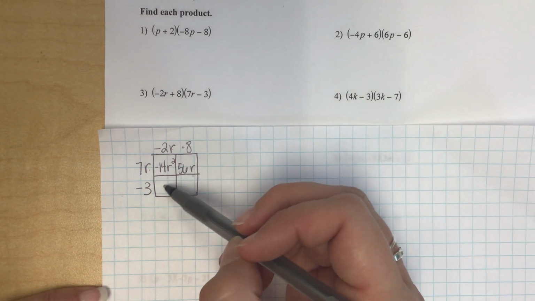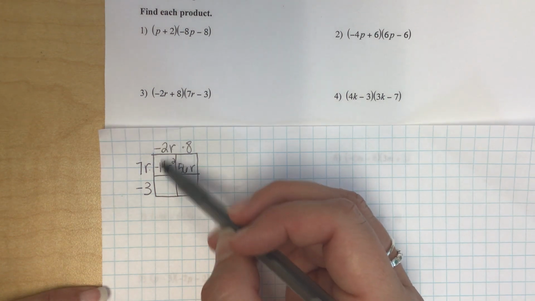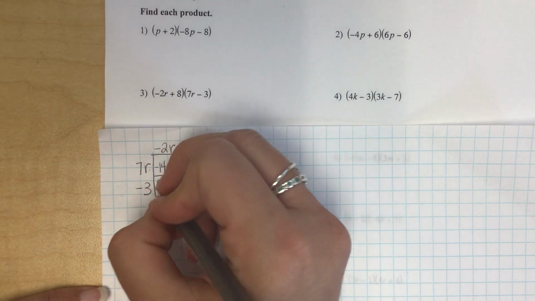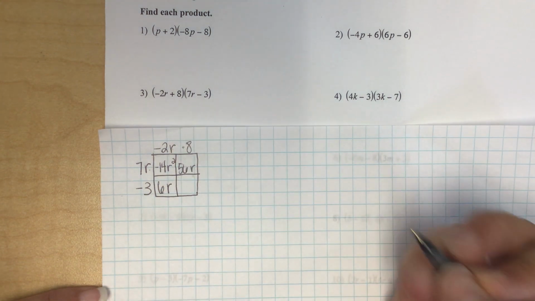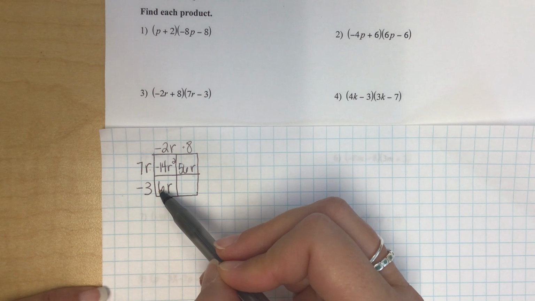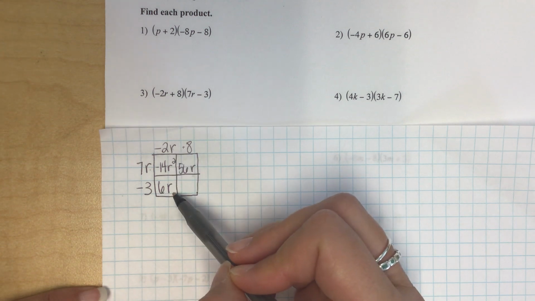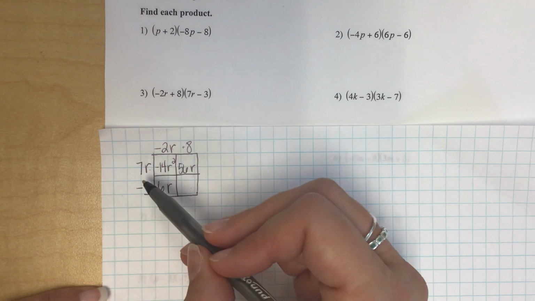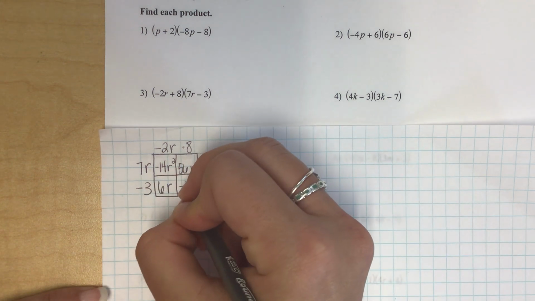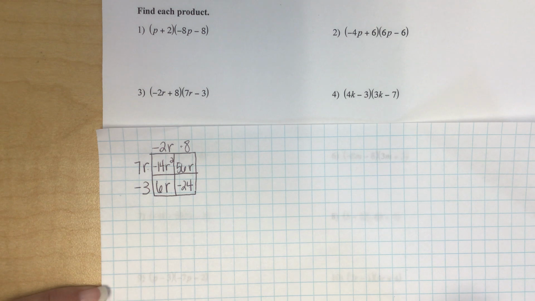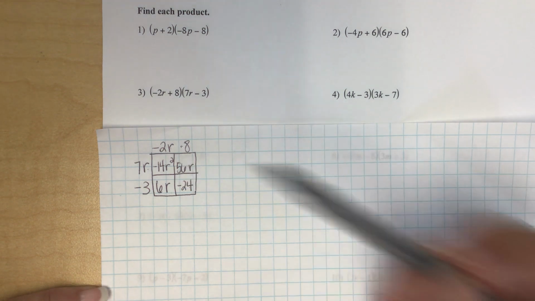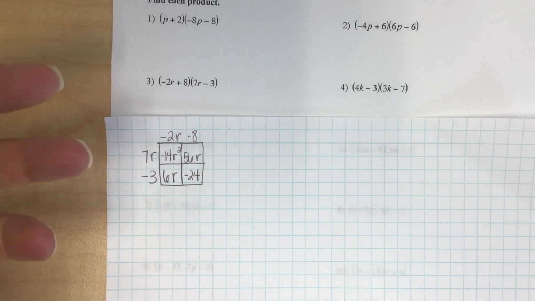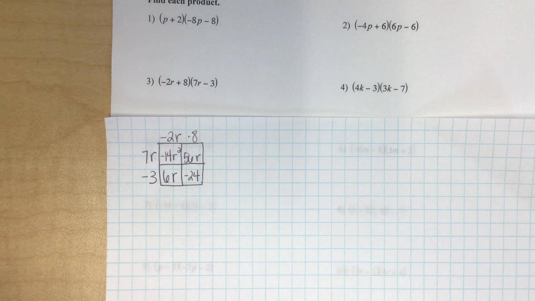Then I go down to this box. I'm going to take negative 2R times negative 3. That gives me a positive 6R. So I did negative 2 times negative 3 is 6. This is the only one with R, so I just brought it down. And then this last box, this is 8 times negative 3, which gives me negative 24. Now, basically this is the same thing as FOIL. We're still doing the same thing, it's just organized in a different manner.